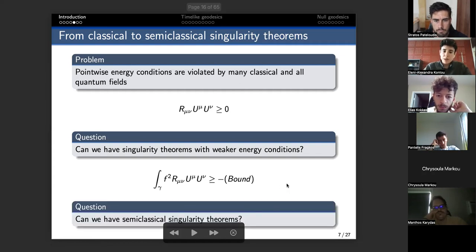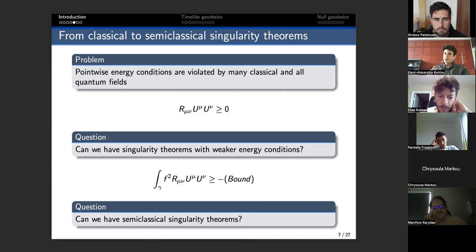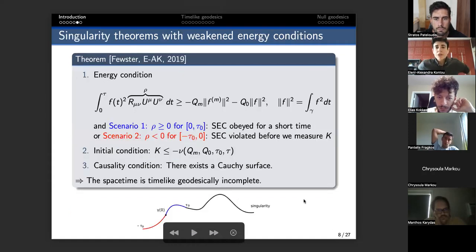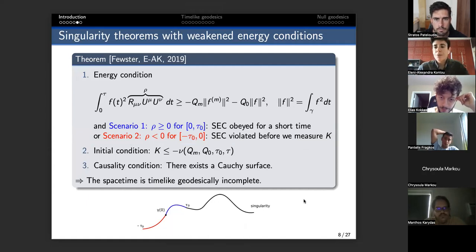And the next question is, can we have semi-classical singularity theorem? So these questions are slightly different because we not only have to prove the singularity theorem for the weaker condition, but we also have to show that the quantum field obeys that energy condition. So I will talk about these questions here. So for the singularity theorems with weakened energy conditions, there have been various efforts for that. There have been various proofs for conditions of that form. I'm going to talk about our own theorem that we proved with Chris Fewster a few years ago.